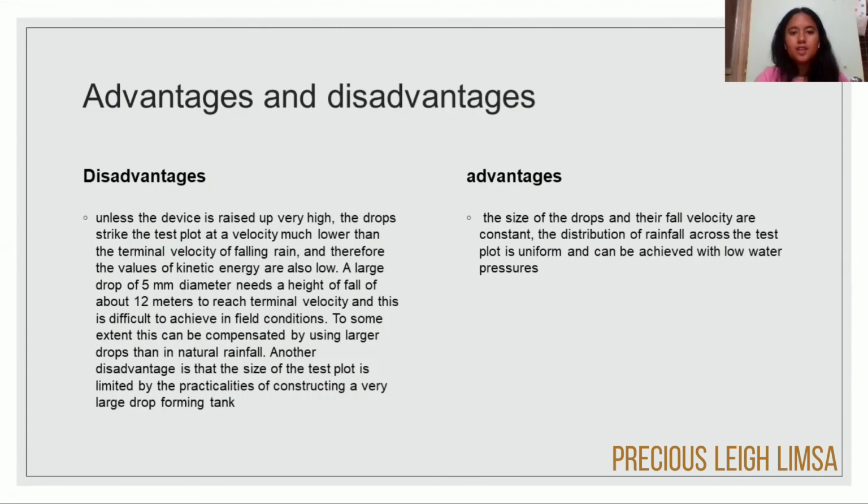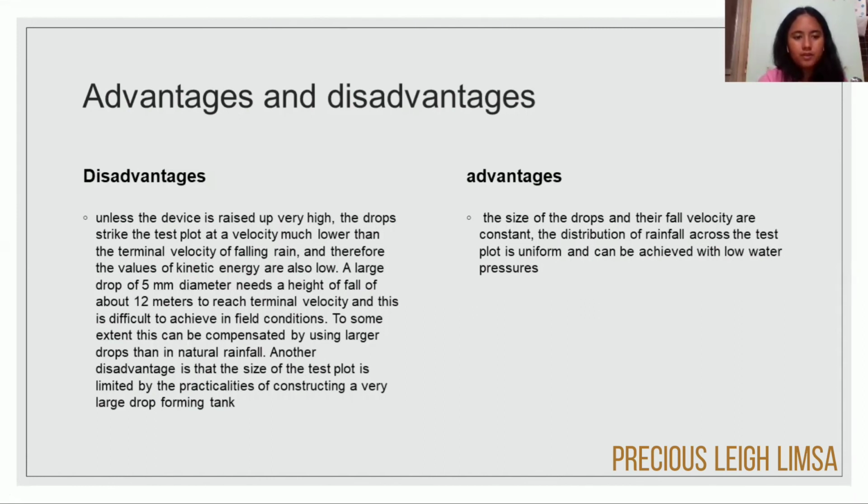Here are some of the advantages and disadvantages of rainfall simulators. One of its advantages is that the size of the drops and their fall velocity are constant. The distribution of rainfall across the test plot is uniform and can be achieved with low water pressures. However, its disadvantages are that unless the device is raised up very high, the drops strike the test plot at a velocity much lower than the terminal velocity of falling rain, and therefore the values of kinetic energy are also low.